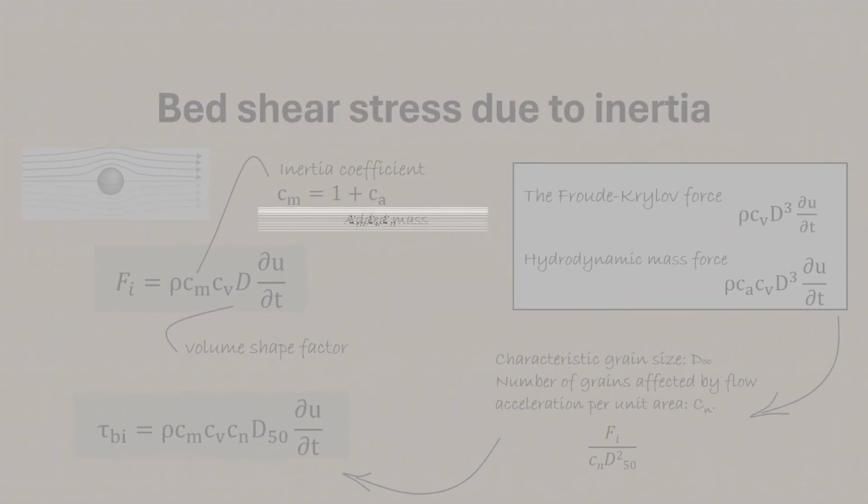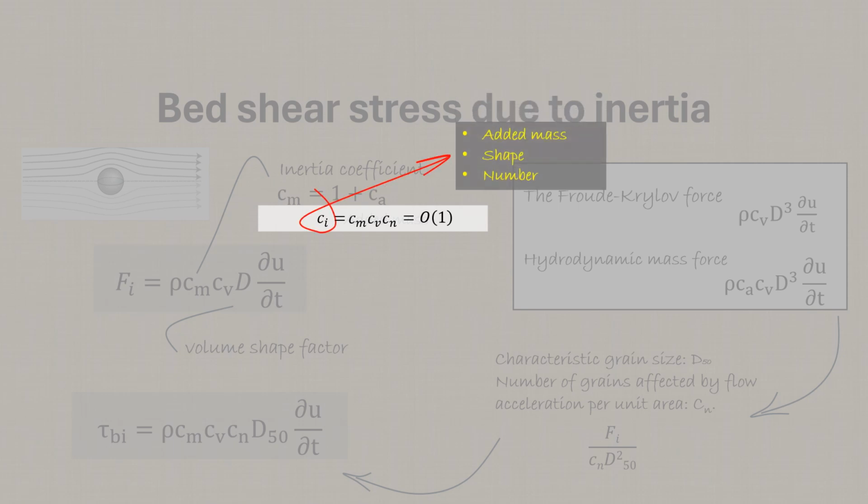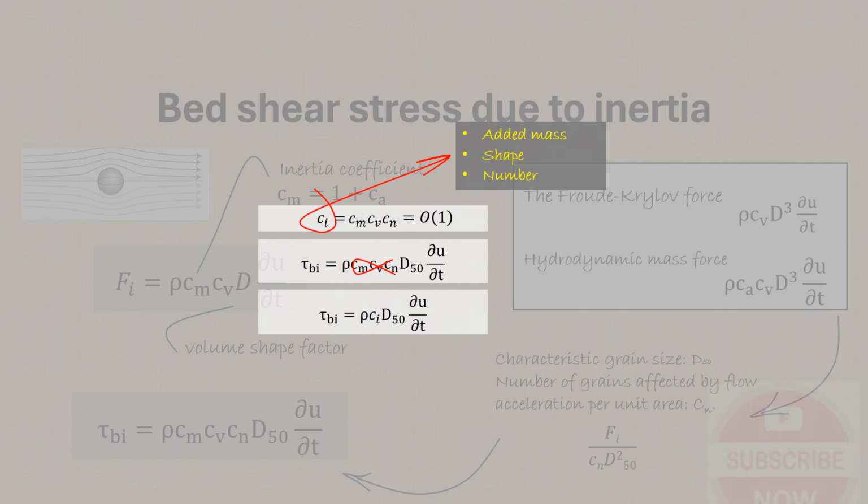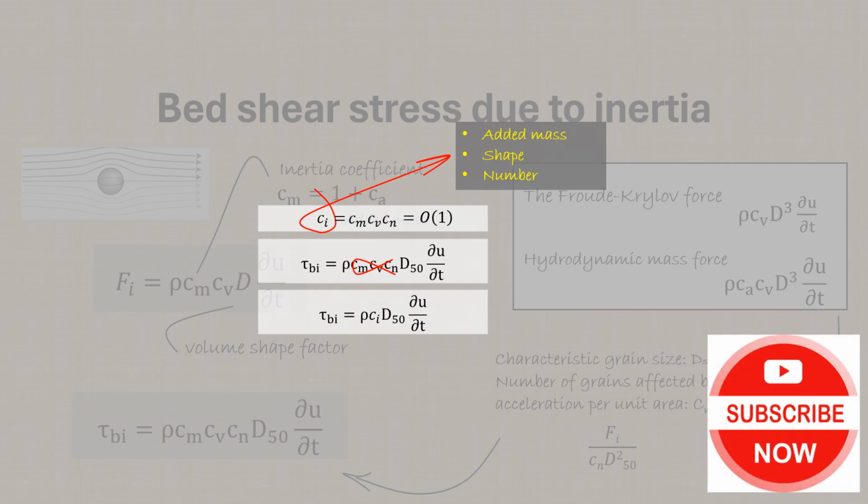In most practical cases, the individual values of Cm, Cv, and Cn cannot be derived from measurement data, so these parameters are replaced by one calibration coefficient for inertia, which is used to describe the added mass of the grains, as well as the shape of the grains and number of grains on the surface of the bed affected by flow acceleration. This inertia equation should be considered with educated judgment, as several assumptions and simplifications were made when deriving it. We explain these simplifications in the caption, along with a link to the literature we used to prepare this material.